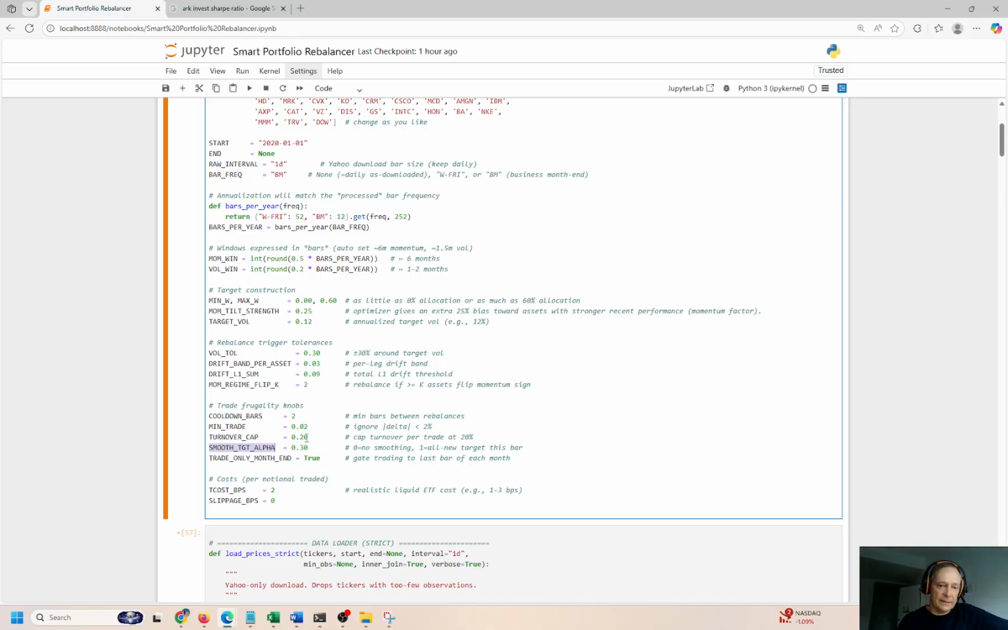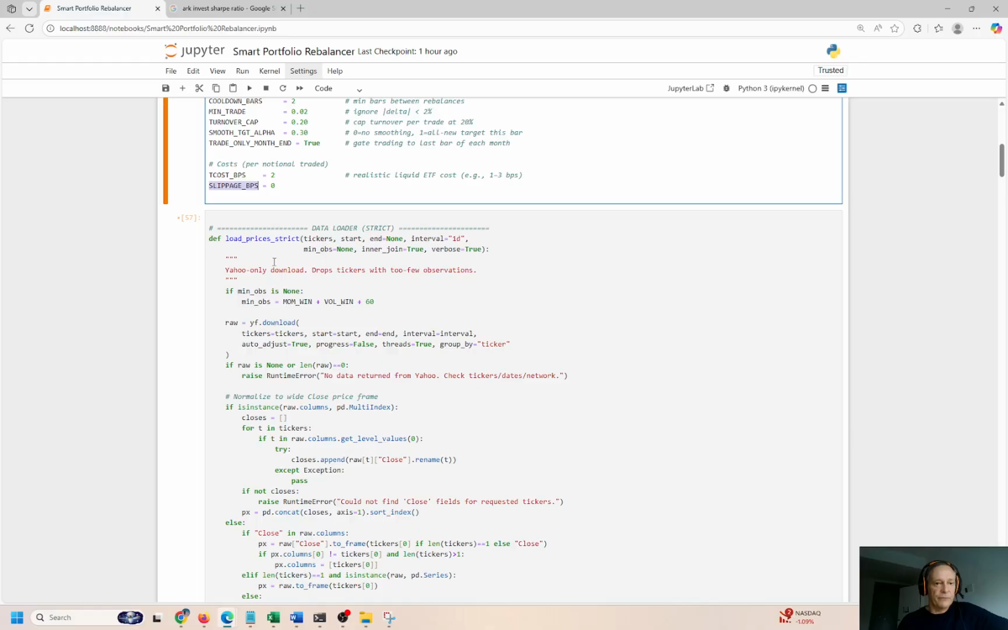Trade only month end. This is going to guarantee that we have month end trading. Again, that's better than daily, better than weekly. Month end seems to be the best, producing the best sort of Sharpe ratio. I'll show you that in a few minutes how that works. We have a couple more parameters down here. Total basis points is 2 and slippage is 0.